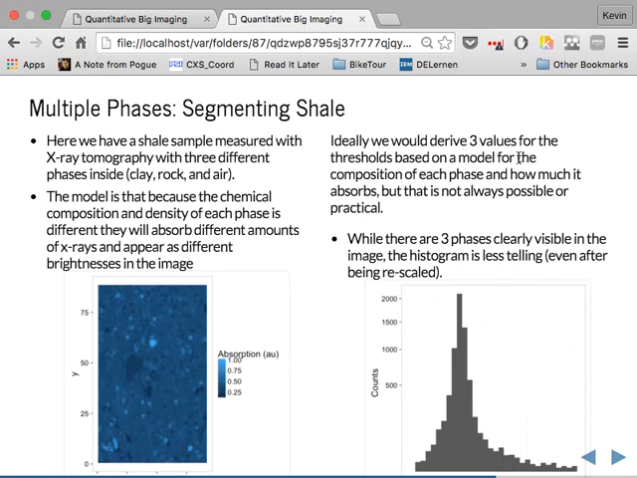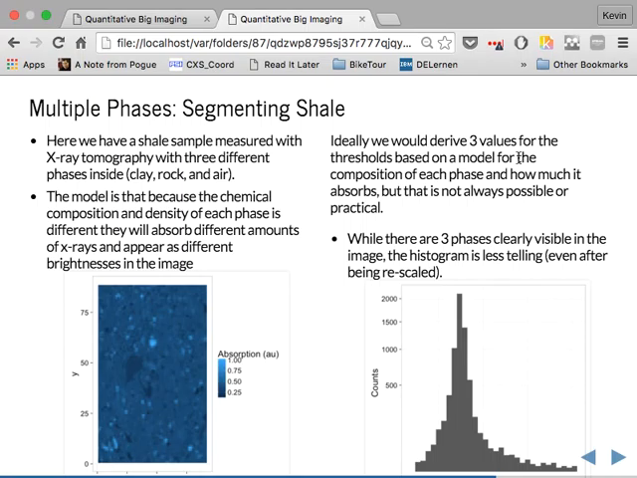We would ideally come up with 3 values based on a model, where we know how much this dense material or rock absorbs, how much clay absorbs, and how much air absorbs. The problem is that we have a noisy image, a noisy detector in constant illumination. When we look at our histogram, if we want to see 3 phases, we want 3 distinct peaks that we can separate, so that we have the points where we threshold, where we say this is the cutoff between air and clay, and this is the cutoff between clay and dense materials.